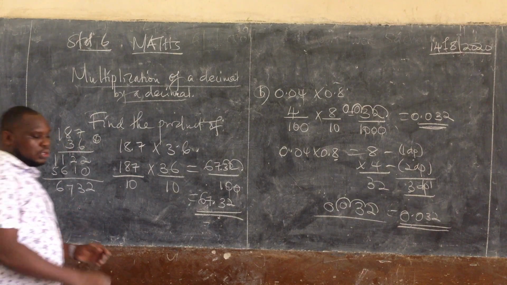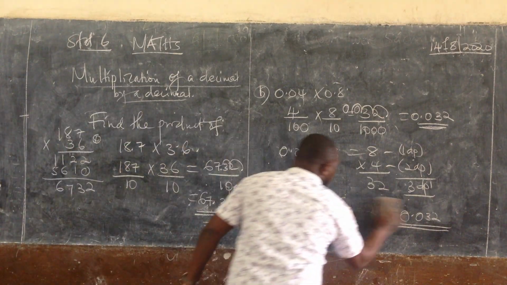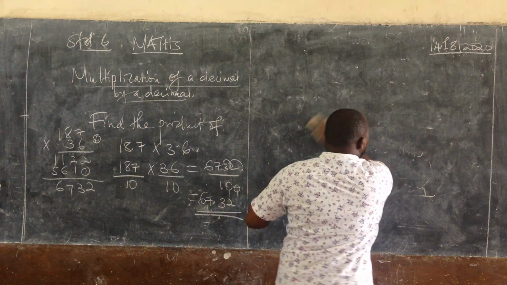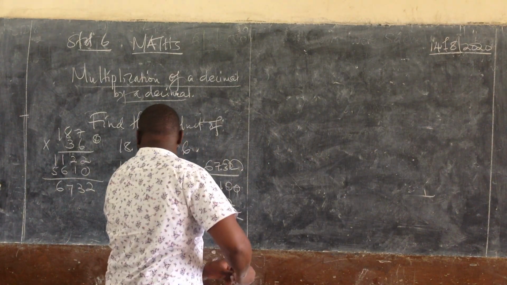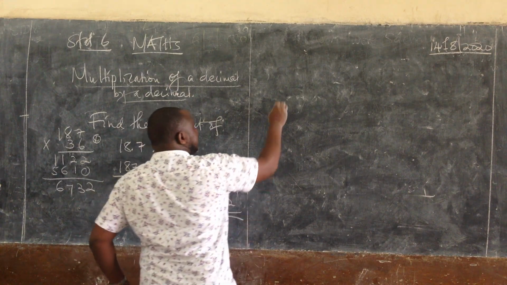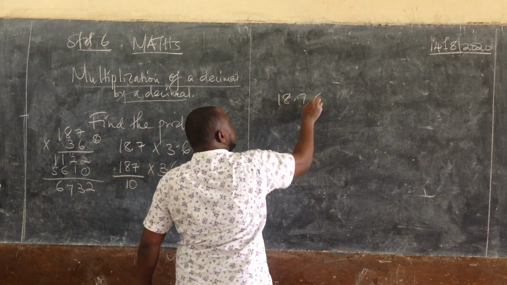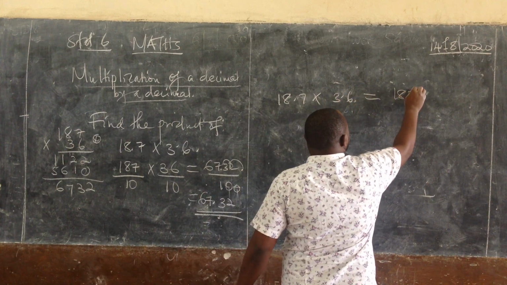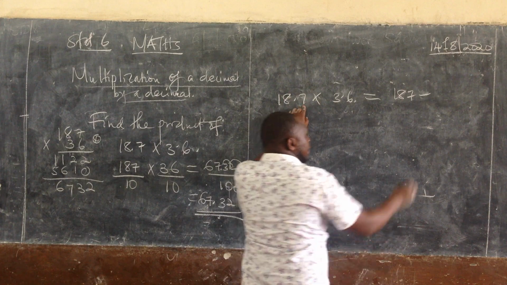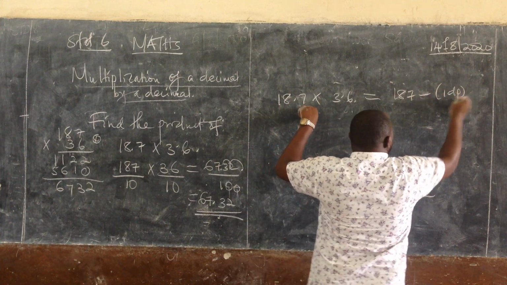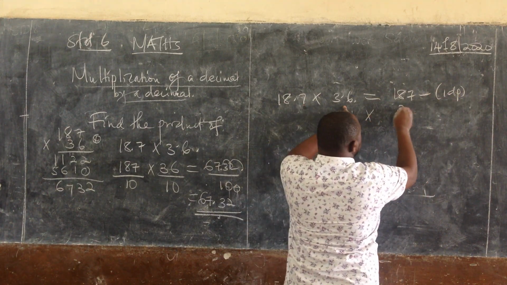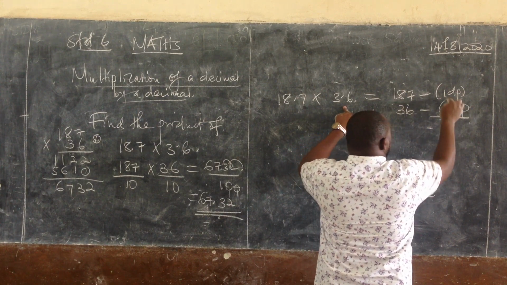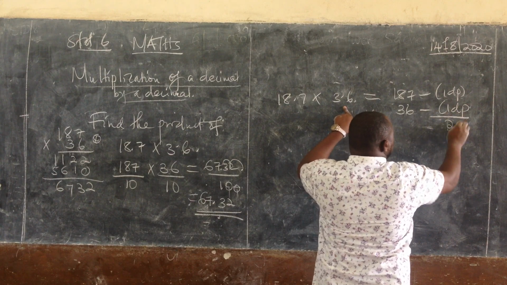67.32. If you try to use the other way, Lana, you are going to realize that it's going to be the same thing. In this case, you take 18.7 and multiply it by 3.6. So in this case, it's 187. How many decimal places? 1 decimal place. Times 36. How many decimal places? Also 0. Add them: 1 plus 0 is 1 decimal place.